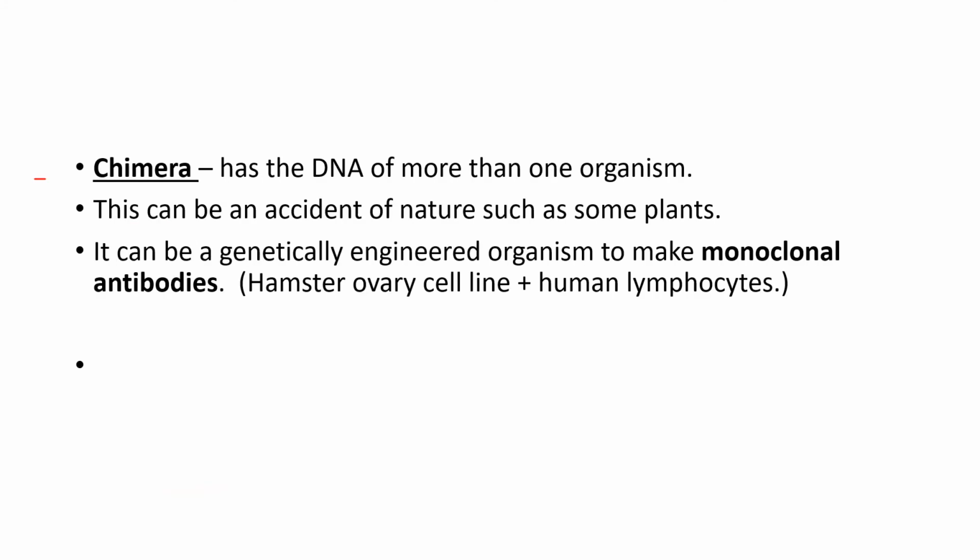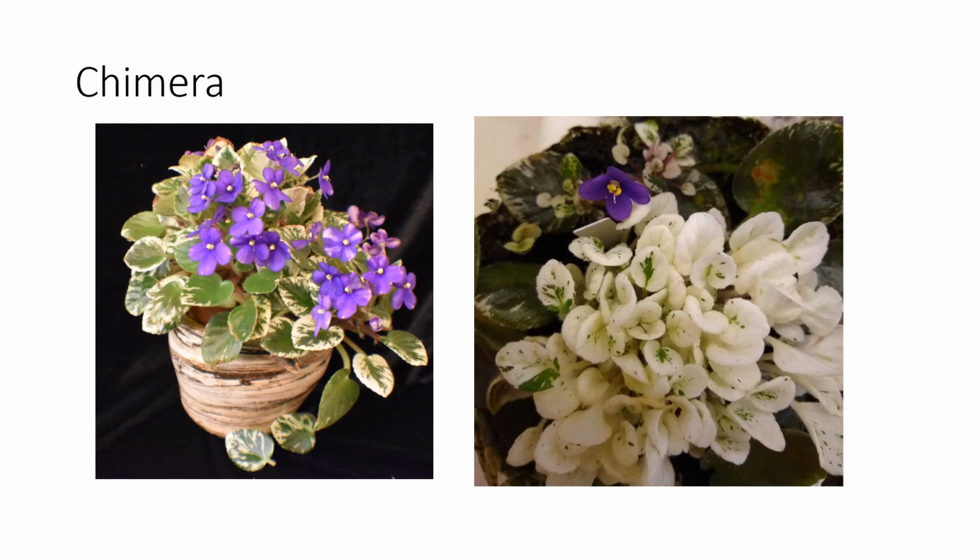Now, this is the chimera. And it happens as an accident of nature in plants. And it's really cool when it does. We can have monoclonal antibodies which are genetically engineered. This actually was one of my plants. I think I somewhat killed it after a year or two, but it's a chimera.